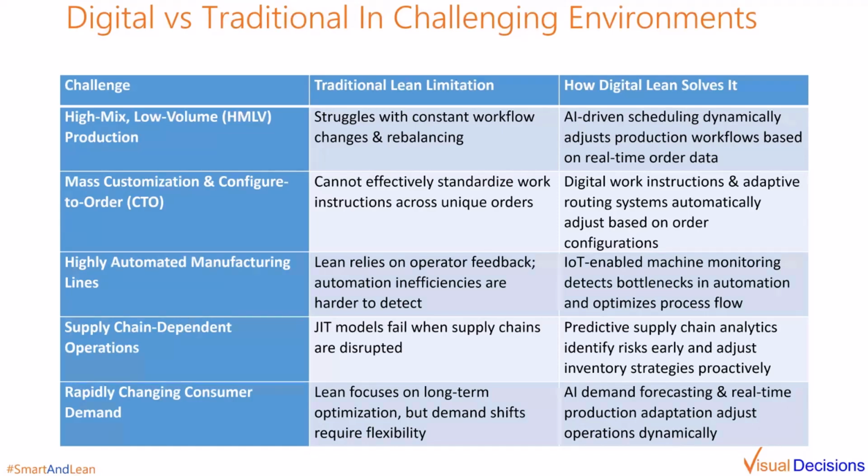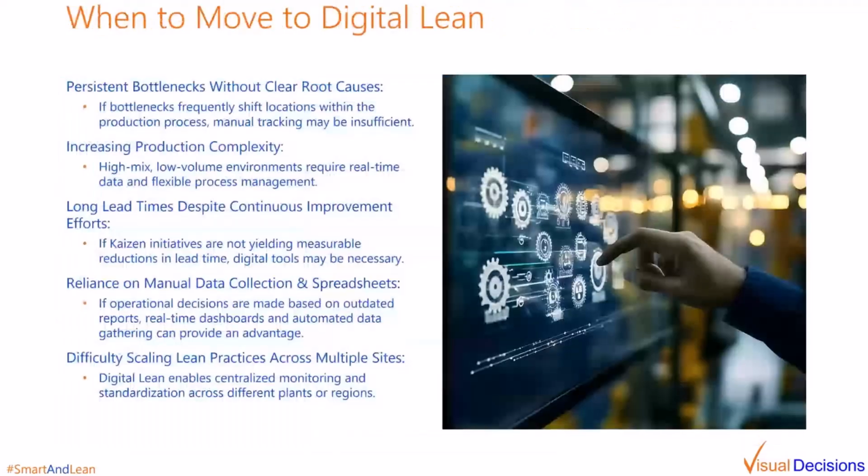By addressing all of these things, digital lean helps to bridge the gap between traditional lean principles and modern manufacturing demands. It is everything that lean is, but with the addition of digital tools. If a manufacturing operation experiences ongoing inefficiencies, frequent disruptions, or struggles to maintain a predictable flow, it's likely an indication that digital lean is necessary.